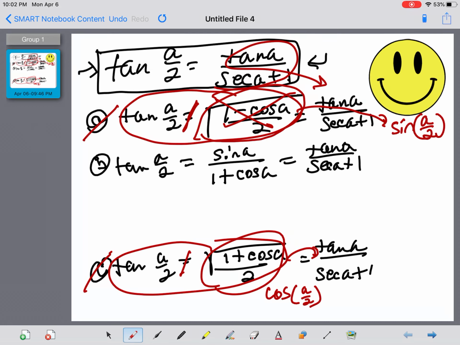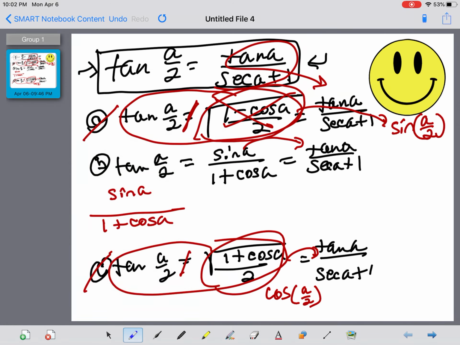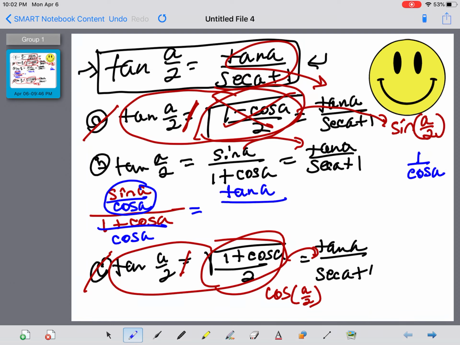Now this one is true, and I can turn it into this by doing it this way. I have sine A over 1 plus cosine A. Okay, so what I'm going to do is multiply the top and the bottom by 1 over cosine A. Or in other words, I'm going to divide the top by cosine A and the bottom by cosine A. As long as I do it to the top and the bottom, that's fine. All right, sine A over cosine A is tangent A.